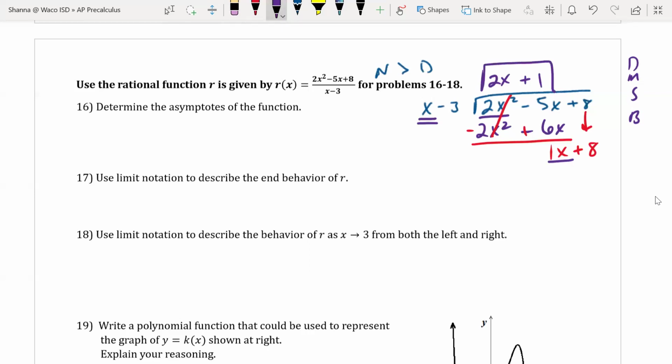Your slant asymptote is before the remainder. We don't care about the remainder. Who told you that? They lied to you. Your slant is your quotient. Your quotient, not your remainder. This is my quotient.